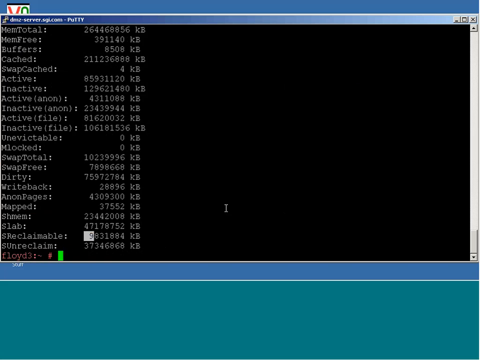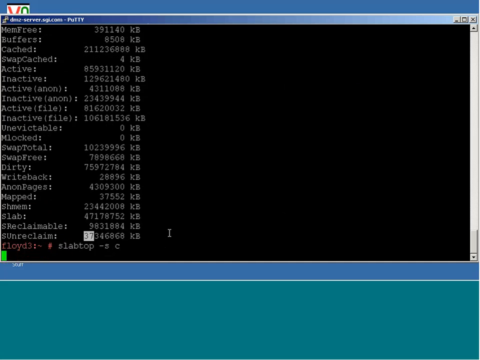So I do have a large slab. I do have a lot of dirty data. So my file system buffer cache, all three are under pressure. File system with a 40 gig slab. Of course, I don't know it's file system really because 37 gig of that is unreclaimable, and I don't know what that is yet. How am I going to find out what that is? What command, Gus? Slab top.